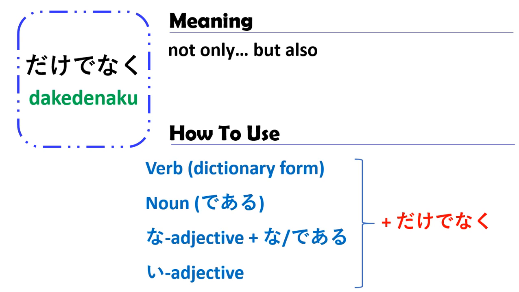In the case of a na-adjective, you can end with na plus Dakedenaku, or you can cut out na and end with dearu Dakedenaku. You can use both cases, so you can choose which one you will use, dearu or na. For each adjective, you can use that form. What you have to remember is that a na-adjective can be used in two ways, na or dearu, Dakedenaku. The meaning of Dakedenaku is not only but also. Next, let's see some samples together.